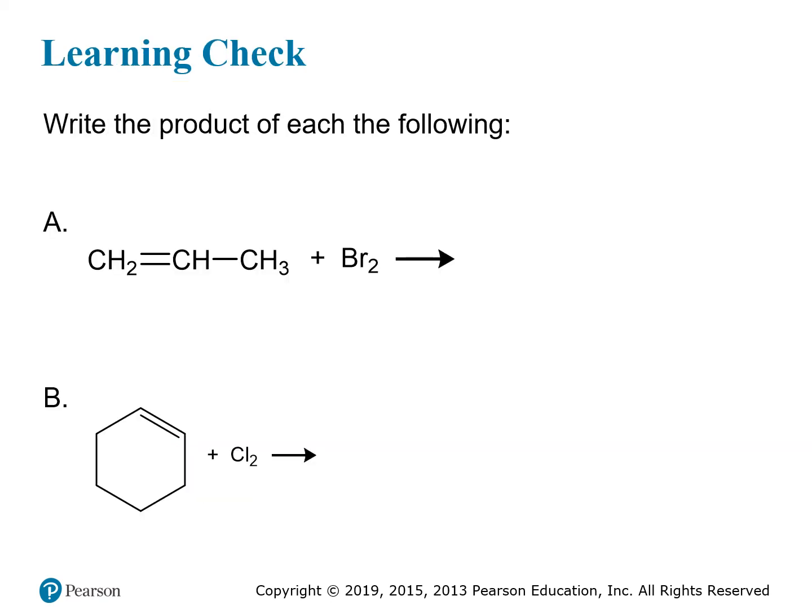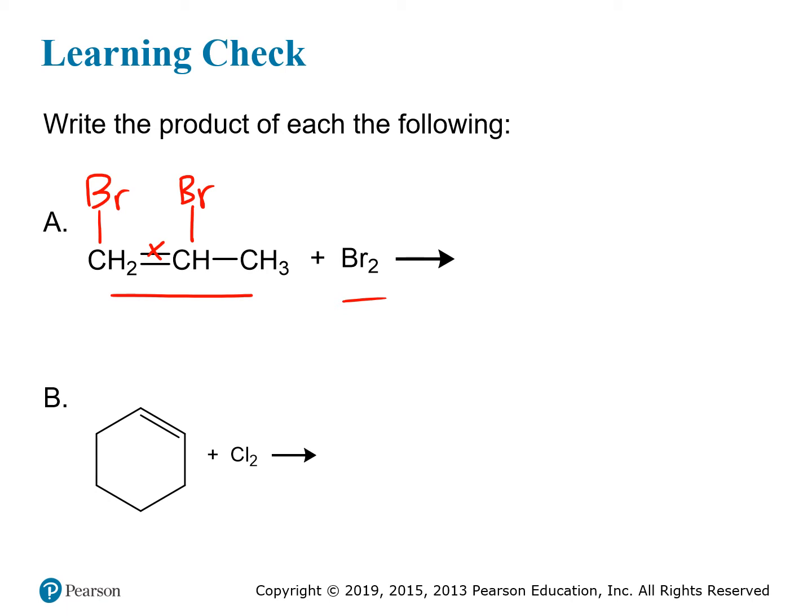From that, we should be able to predict and draw the products of reactions like this. The first example, we have propene plus bromine. The bromine molecule, again, is going to approach parallel to the double bond in the propene, and that's where the new carbon-bromine bonds are going to occur. You're going to break the bond between the bromines, and you'll also break one of the bonds in the double bond between those two carbons.